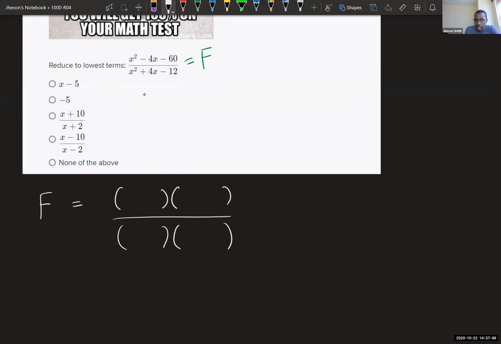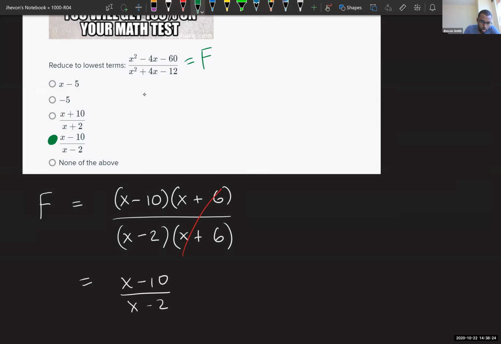For the numerator, a 6 and a 10 should be able to work. If I make it a -10 and a +6, that gives me the right middle term. In the denominator, for a 12, a 6 and a 2 would work, and if I make it a +6 and a -2, that works out. So these would cancel, and I would end up with x - 10 over x - 2. That's the fourth option here. Okay, so that is the first one.